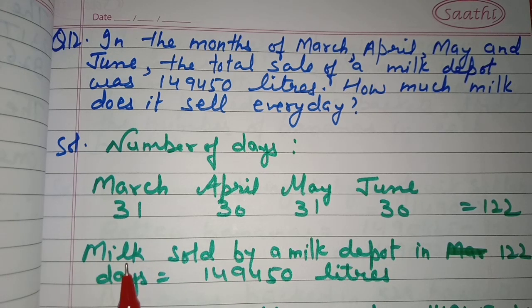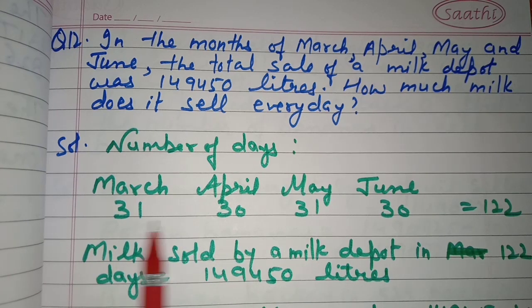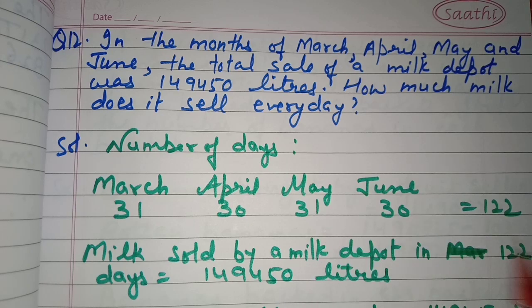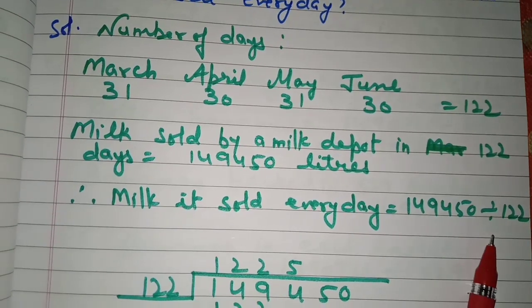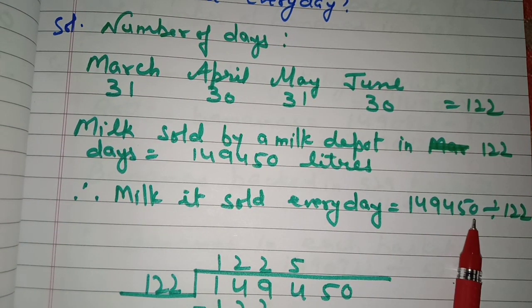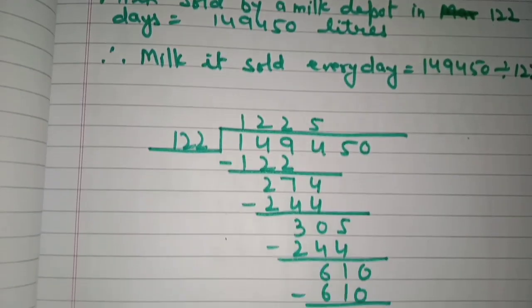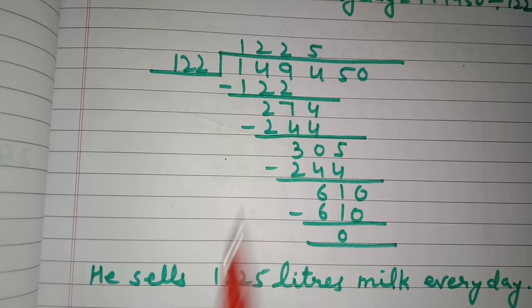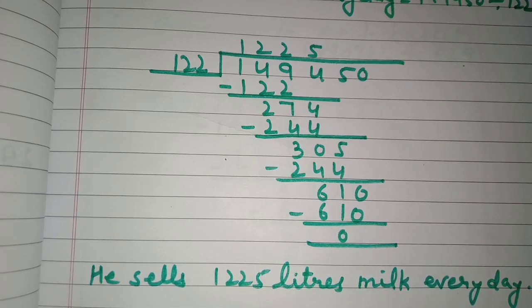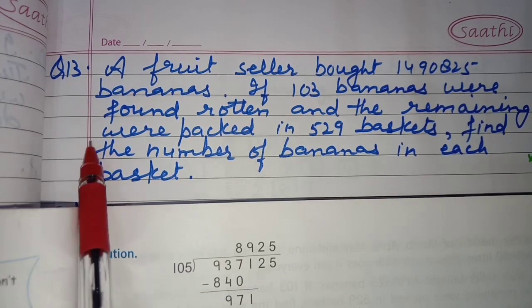It means we can say milk sold by a milk depot in 4 months, 122 days, is 1,49,450 liters. And 4 months are mentioned here, so the number of days will be according to that. Therefore, to find the milk sold every day, we need to divide 1,49,450 by 122. And after division, we will get 1,225. It means he sells 1,225 liters of milk every day. Next is question number 13.